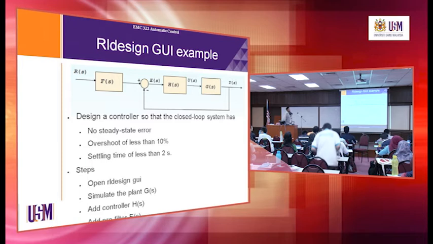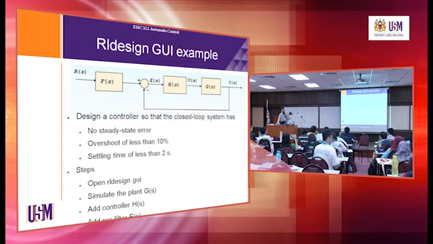And then normally, when you have a job of designing a controller, you are given a specification. Let's say the specification is: design a controller so that the closed loop system has no steady state error, overshoot less than 10%, and settling time less than 2 seconds. So these are the three specifications that are given to you. So what are the steps that you need to do? The first thing, of course, you open the RL design GUI.